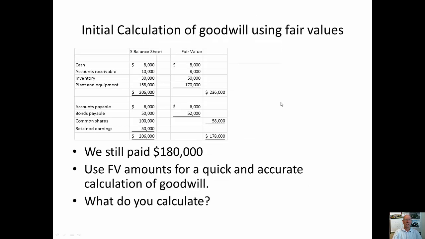So again, let's calculate goodwill initially using fair values. We're at 178 for net fair value. You paid 180. So you can figure out goodwill here, right? What's goodwill?